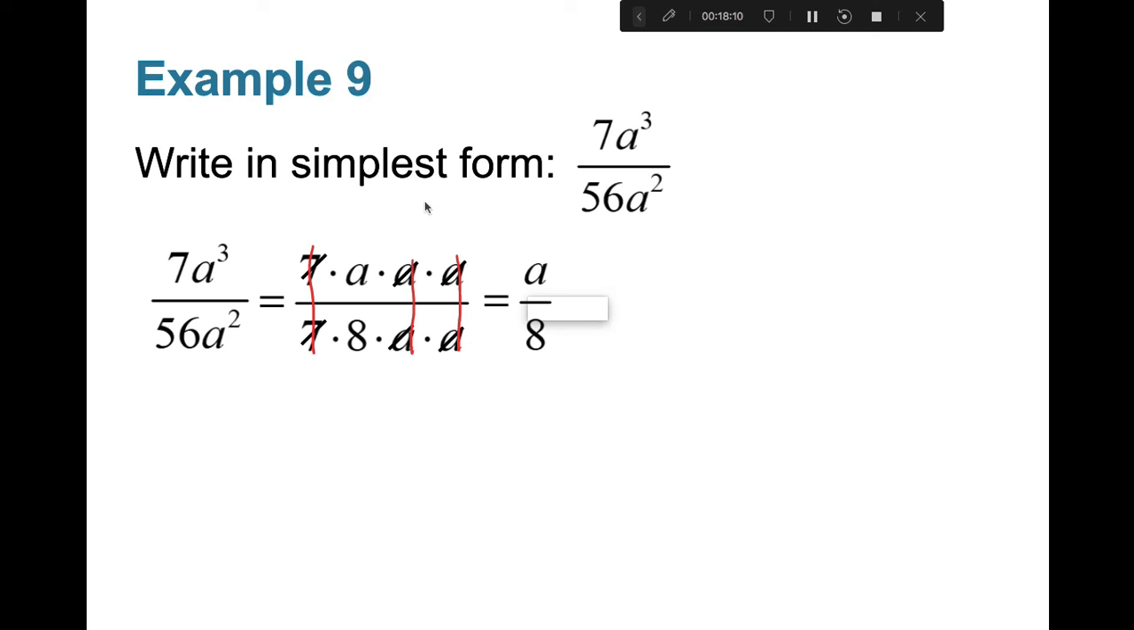Another way to do this, if you don't want to write out all of your factors like that, is to look at our exponents. When we divide something with an exponent in it, we subtract our exponents. So if I have a to the 3rd up here and a to the 2nd down here, 3 minus 2 is 1. So that tells me I'm going to have 1a left on top.